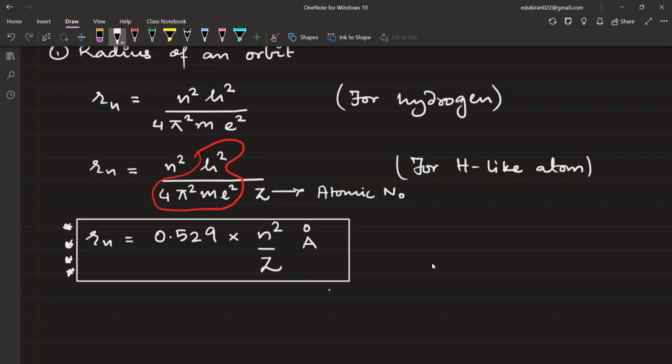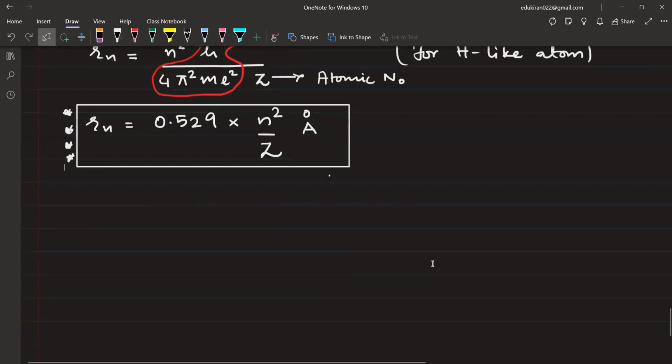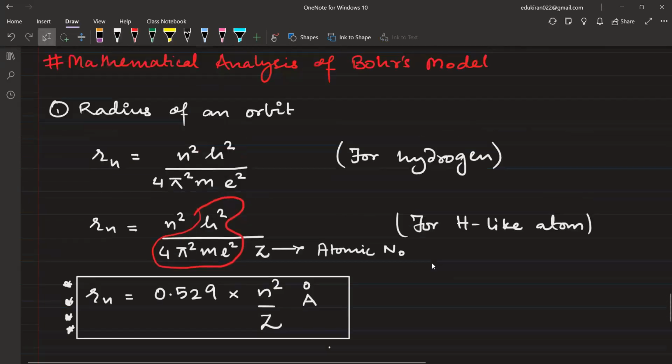Please write this down. Let me know if you're done. Done, sir. Done? Sir, I'm writing the formula. लिख आराम से लिख. Yeah, done, sir.